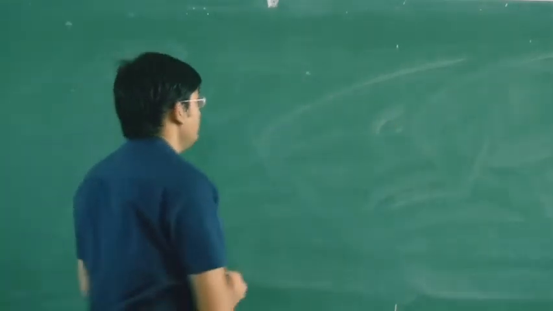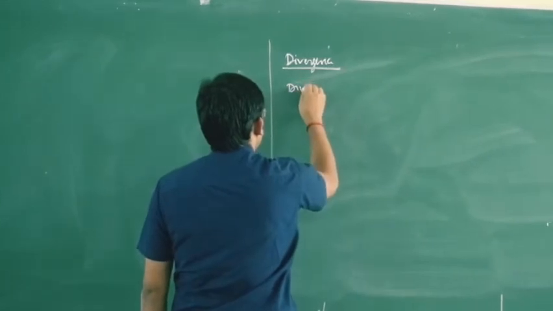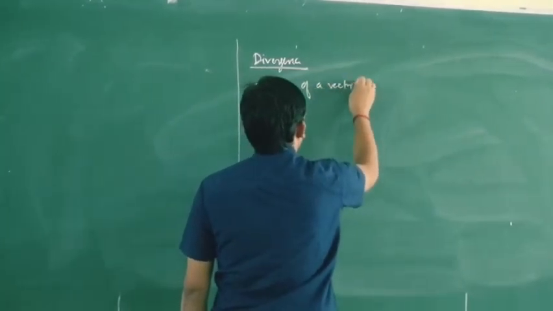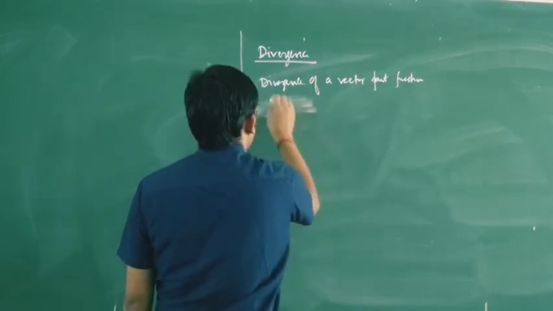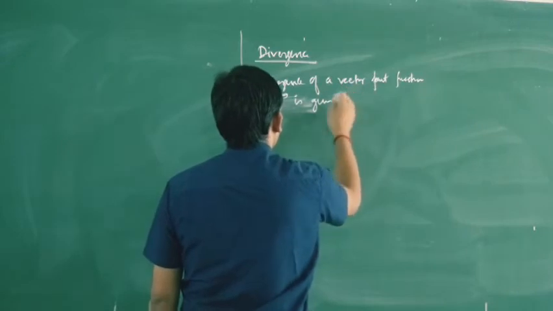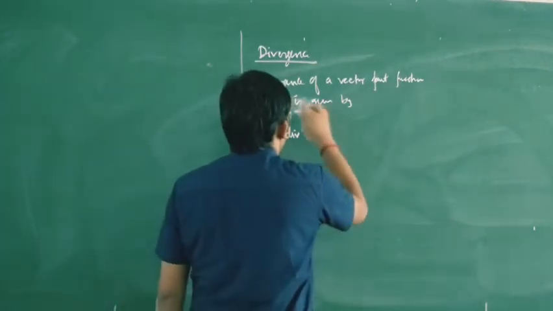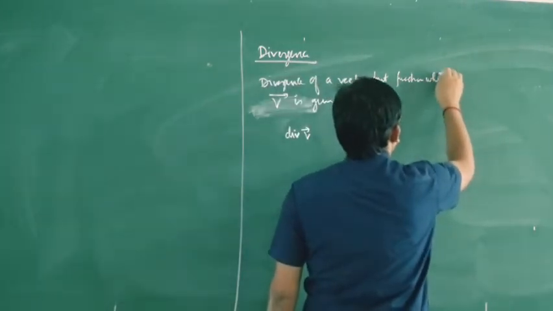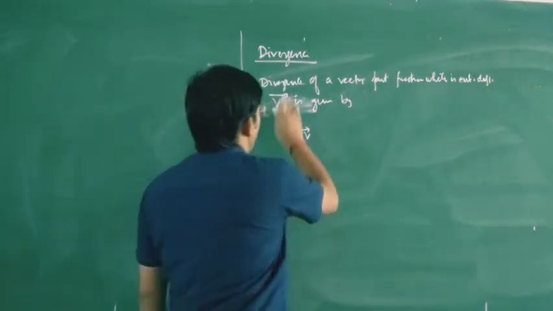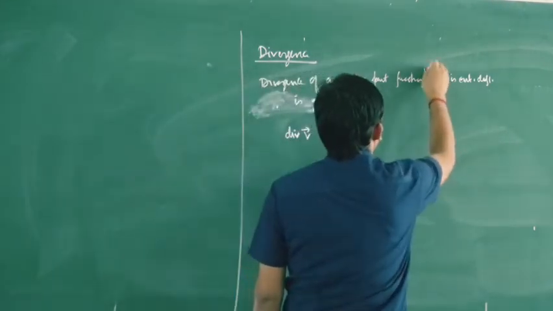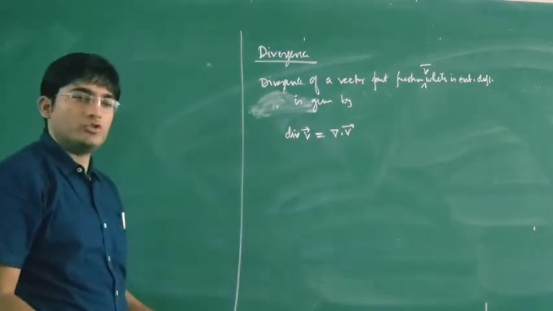So the divergence of a vector point function v(x, y, z), or just v, is given by div v. The divergence of a vector point function v which is continuously differentiable at a point is given by div v, and this is equal to del dot v, and we have the notation for that.